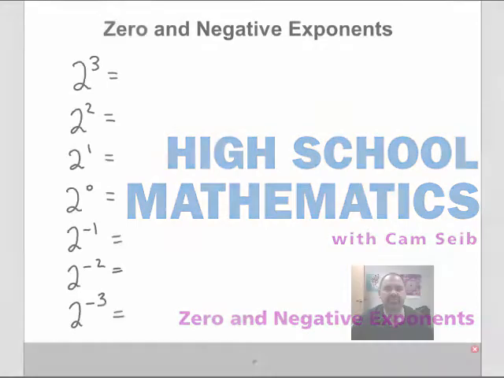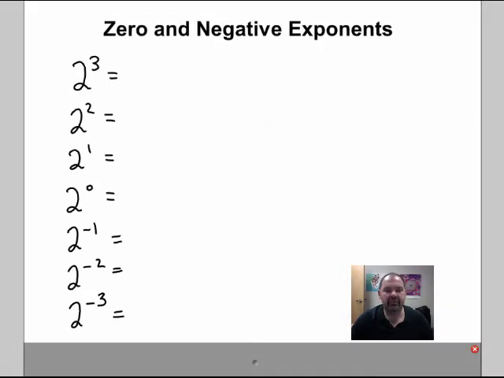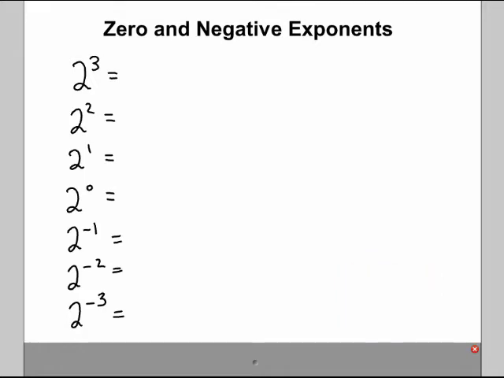Today we're going to look at how zero and negative exponents work, and we're going to begin with this pattern of powers of 2. The first couple of these I can do without a problem. 2 to the third I know is 8, 2 times 2 times 2. 2 squared is 4, 2 to the first is 2. Then I come to something that's probably unfamiliar, 2 to the exponent 0. How do I do that?